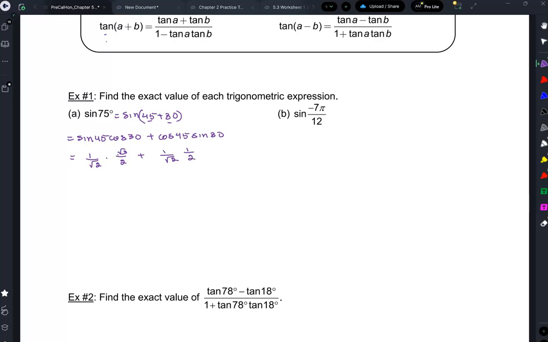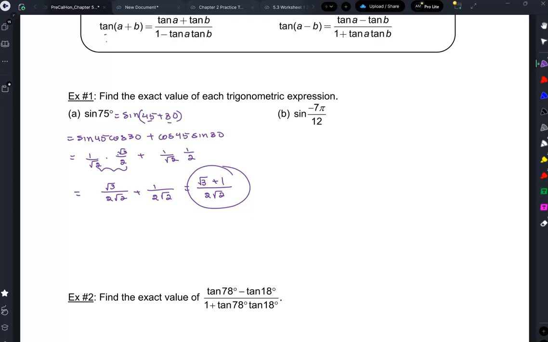Okay, there we have it. And so now this is root 3, if I combine these, over 2 root 2, plus 1 over 2 root 2. So this will be 1 over 2 root 2, times root 3 plus 1. And that's your answer. This is how we leave it. You don't have to rationalize your denominators.